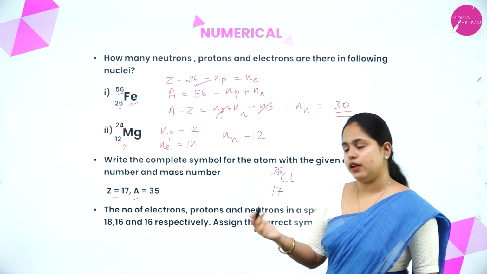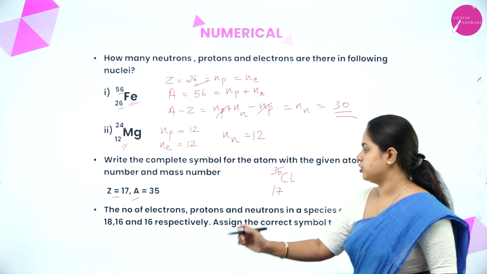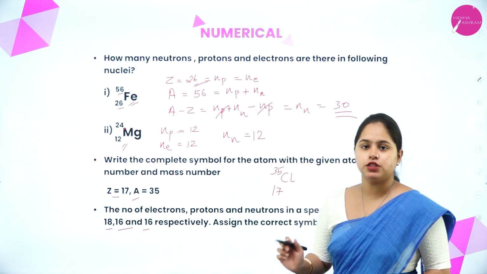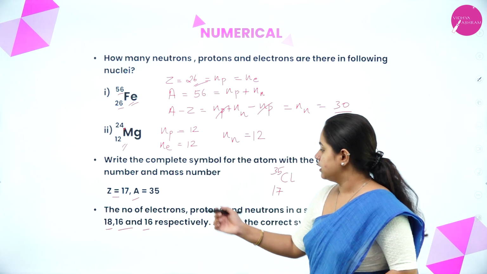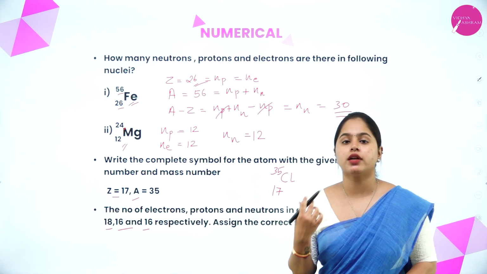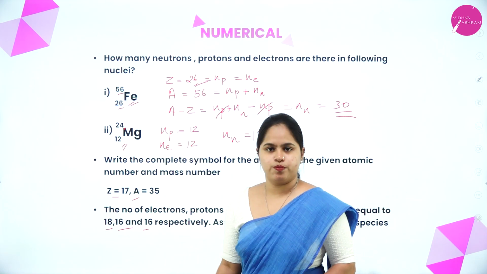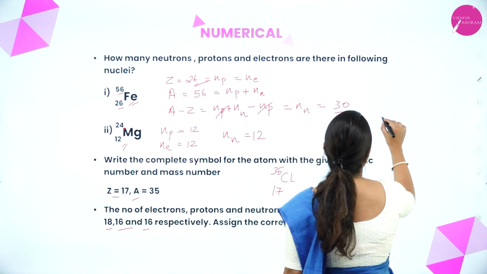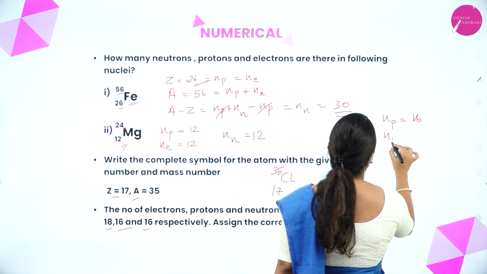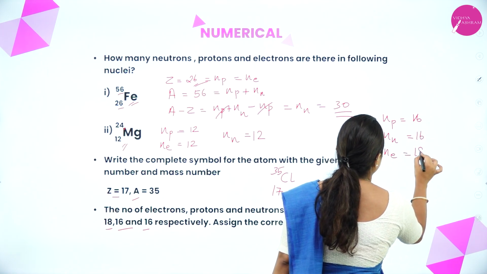So now let's see our last question. The number of electrons, protons and neutrons in a species are equal to 18, 16 and 16 respectively. Assign the correct symbol to the species. In this case, the numbers of neutrons, electrons and protons are already given. Now you have to calculate your atomic number and mass number and represent it in this form. The number of protons is given as 16, the number of neutrons is also 16, and your number of electrons is 18.